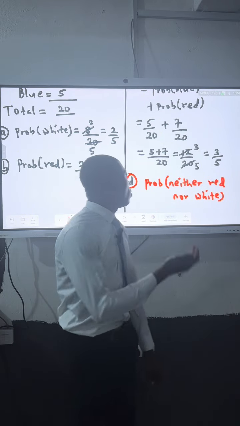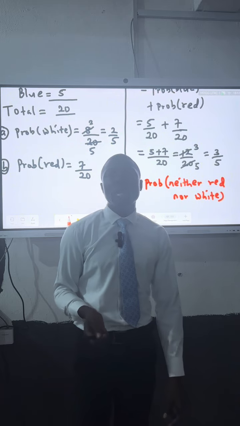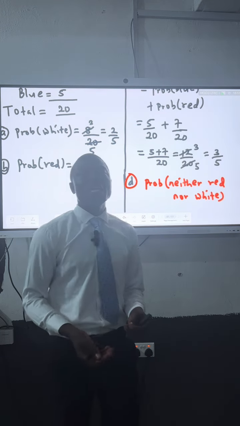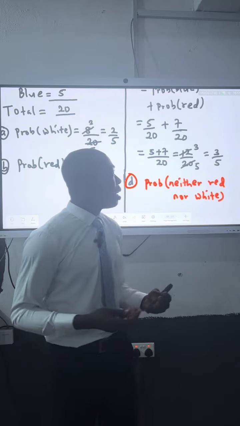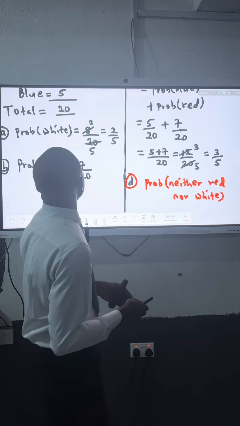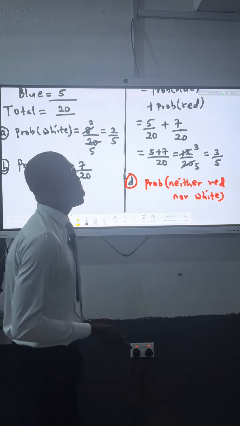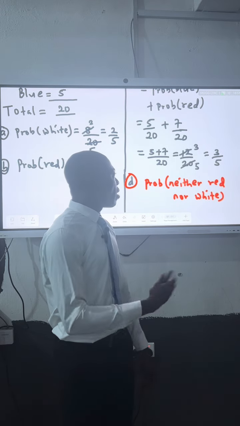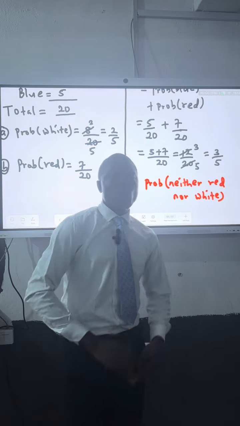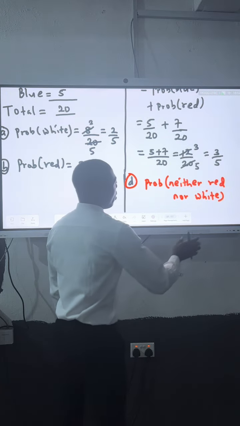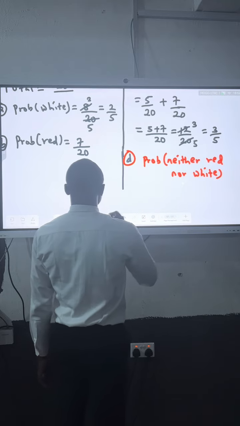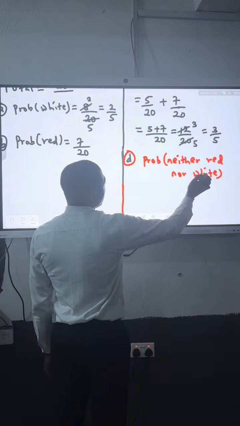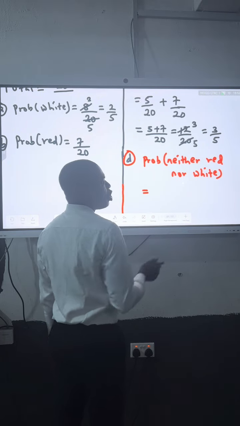So neither red nor white means what? It is not red and it's also not white. That means the ball you are talking about is going to be blue, since there are 3 colors. It's not going to be red and not going to be white, so it's going to be blue. That means it's an indirect question on the probability of blue. So this is the same thing as saying probability of blue.